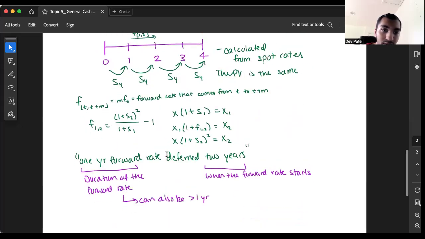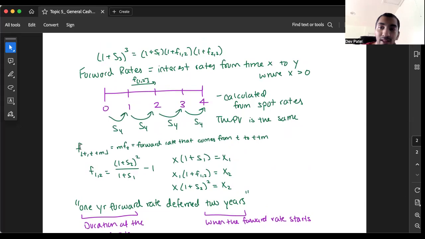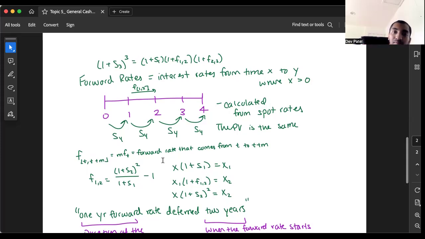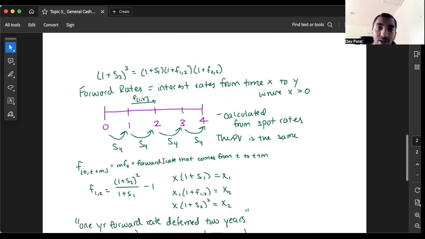There are also two different notations that are commonly used: f t comma t plus 1, and m f t. The first refers to the time at which it starts and the time when it ends. So 2 and 3, and then this would be 1 f 2, or 1 comma 2. Starts at 2, duration is 1. This one starts at 2, ends at 3. Essentially saying the same thing. So that's forward rates in a nutshell.